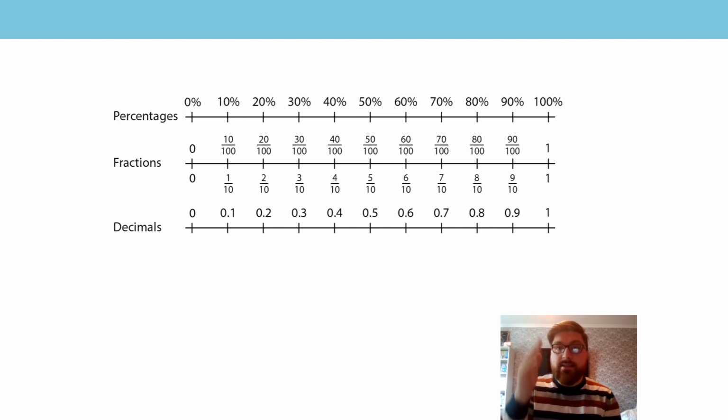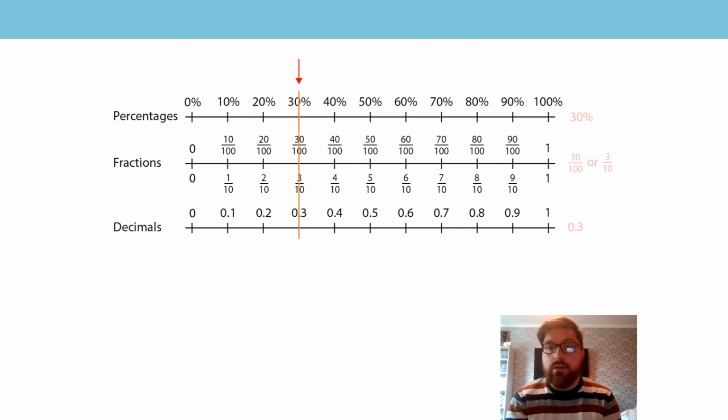Now, here's our number line again. I'm going to draw a vertical line right through all of the number lines, and I'd like you to see if you can see all of the equivalences. So here's your first one. So pause the video now and write down the equivalences on this line. Have you got them all? Let's see. So the equivalences on this line are 30%, 30 hundredths or 3/10, and 0.3.